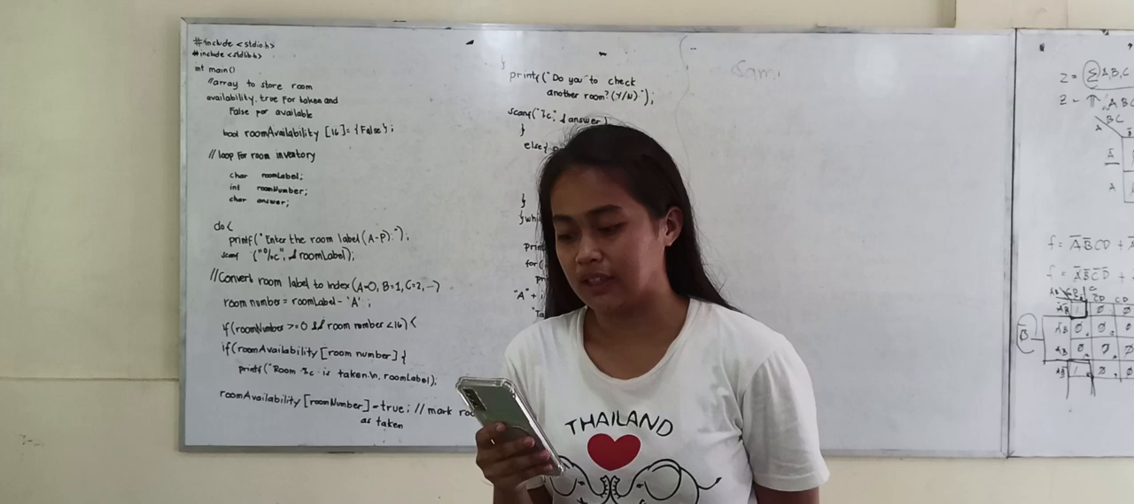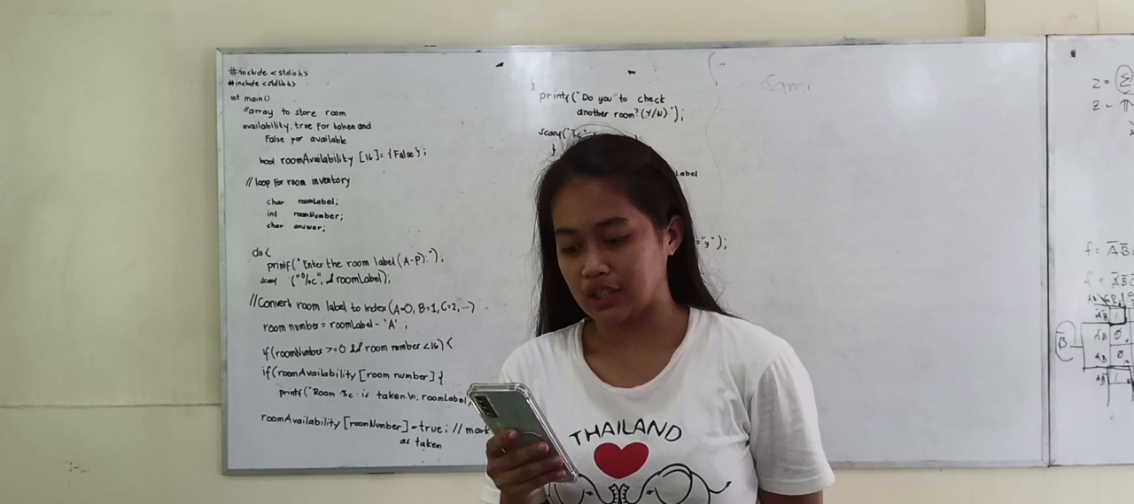A control unit is a part of the computer's central processing unit that manages the execution of computer instructions. It is responsible for fetching instructions from memory, decoding them, and then sending signals to other parts of the CPU to execute them.